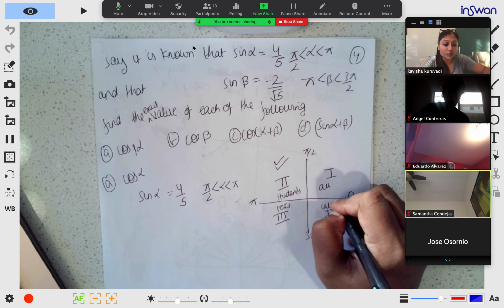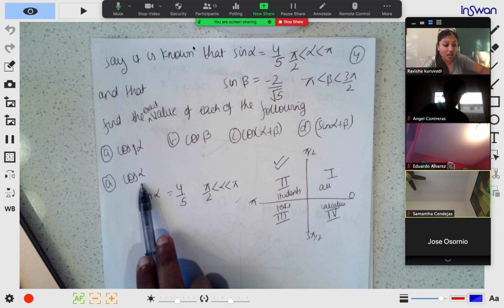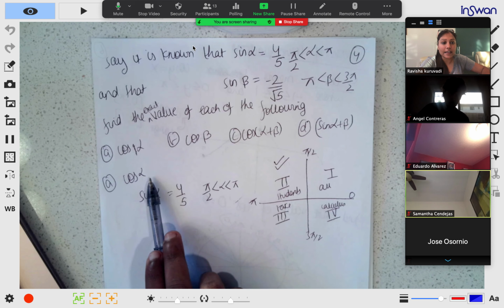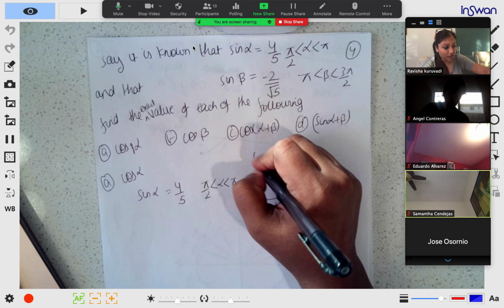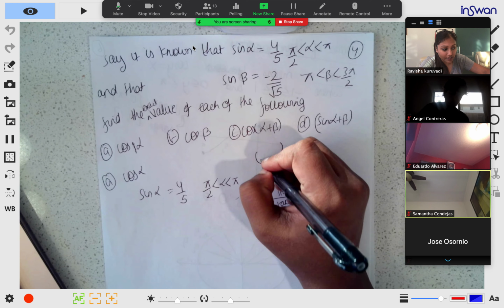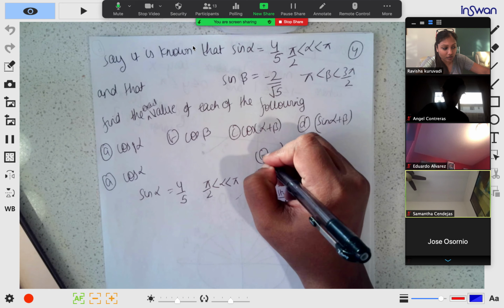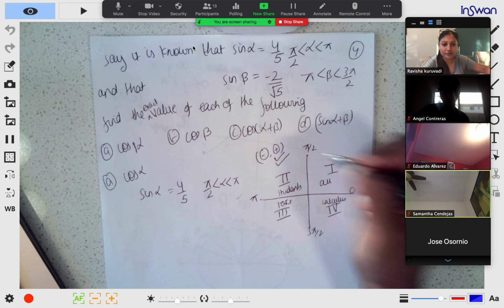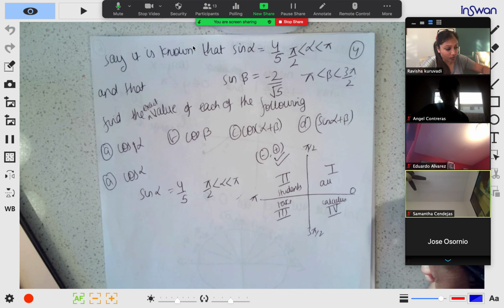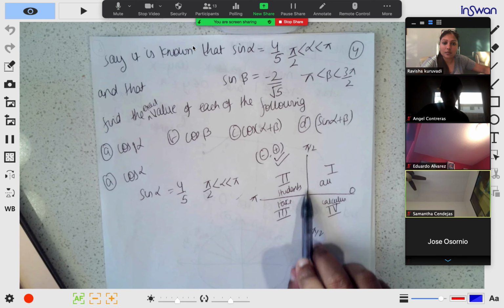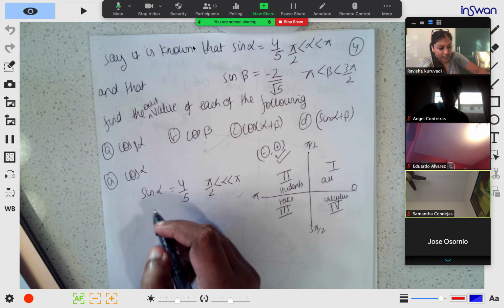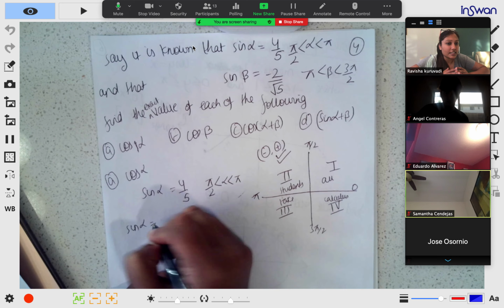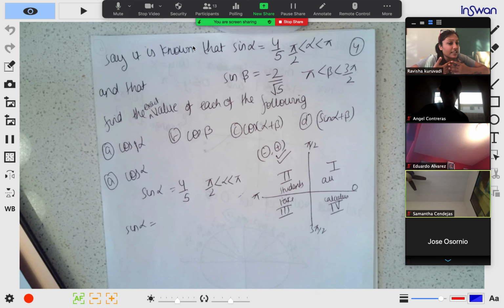So if I'm finding cosine of the same angle, I know my answer is supposed to be negative. And I told you, when you find the coordinates in the second quadrant, your x coordinate is always negative and your y coordinate is always positive. Okay, so in this case, sine alpha, can anyone tell me what is sine alpha? Is it x over r? Is it y over r? How do you write sine?